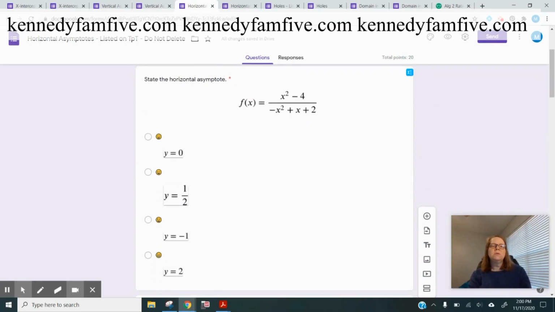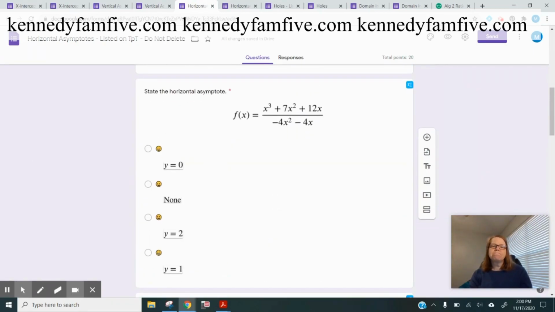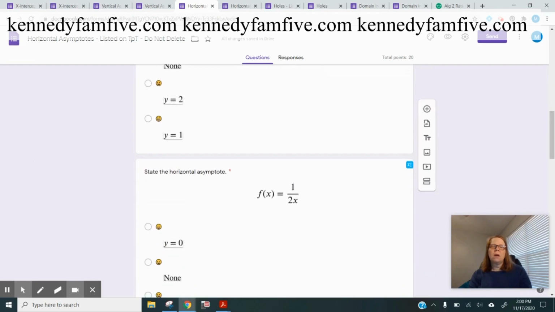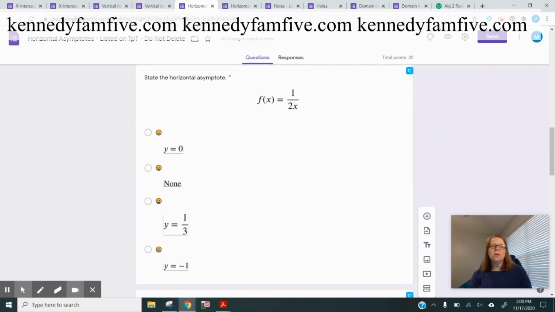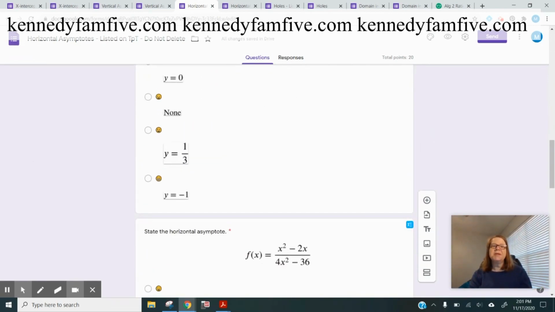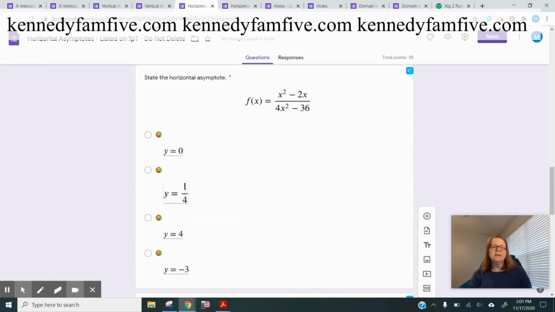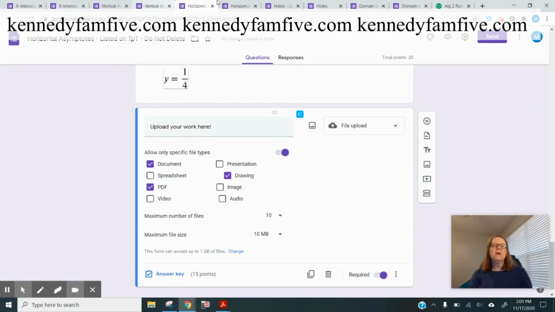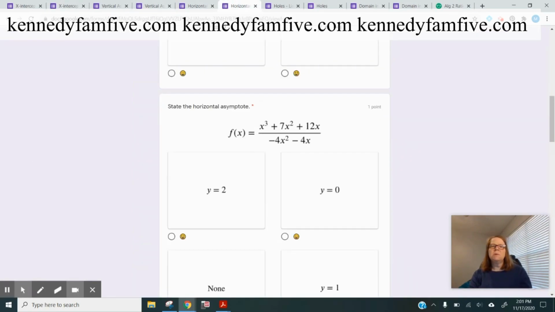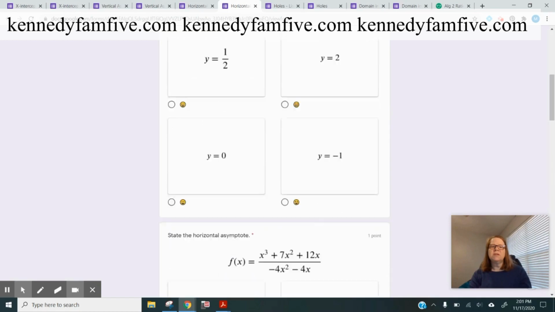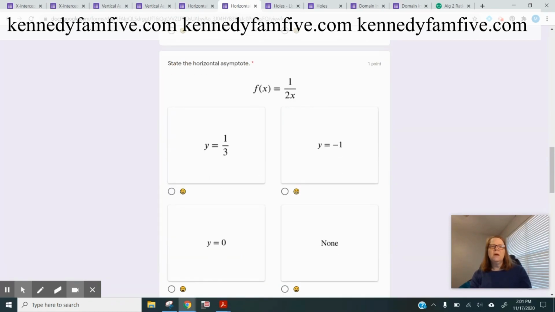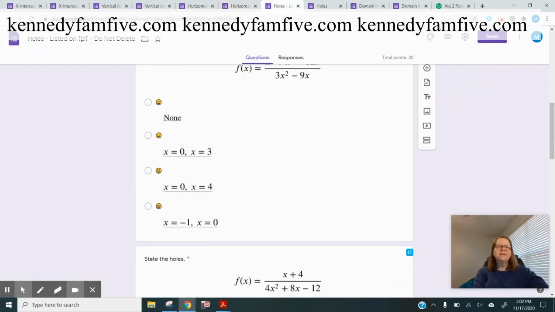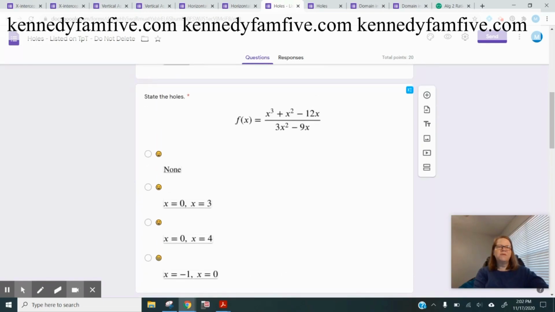Okay. Horizontal asymptotes include problems like this one. Are you clear on what that HA is? Okay. And so then, of course, you can see that it's going to have the same format there. All right. So here's the one for holes.